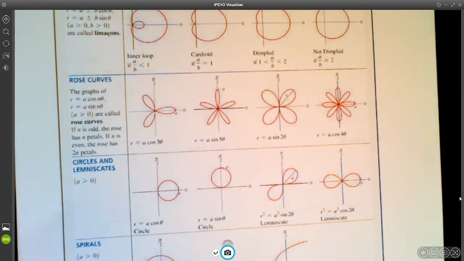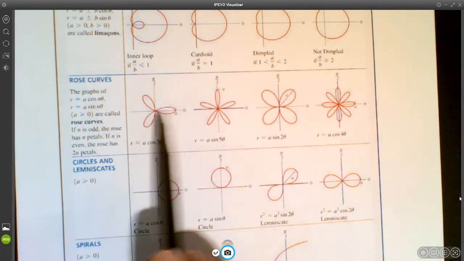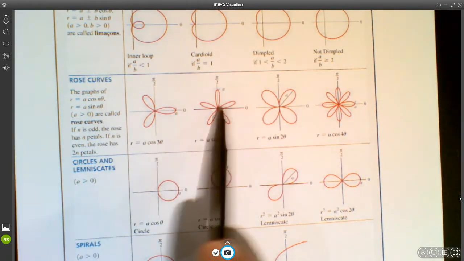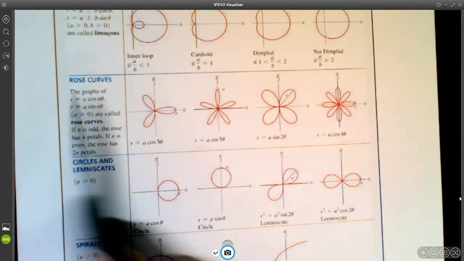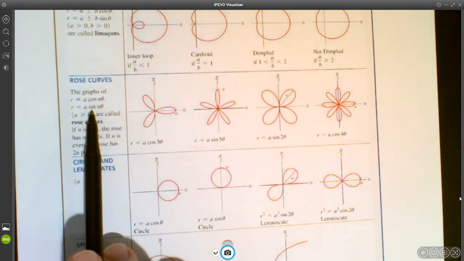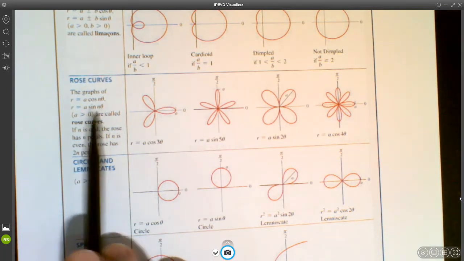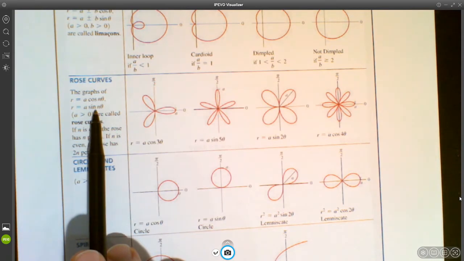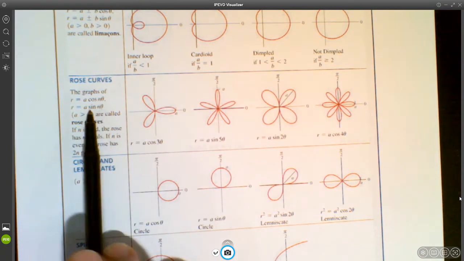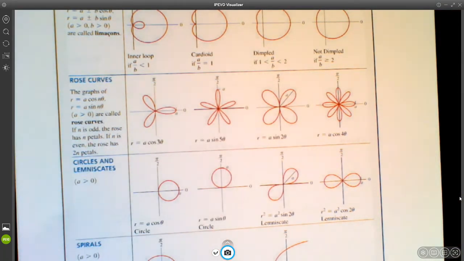If you're trying to figure out where that first petal is, in the case of cosine, it's going to happen at 0, right? But in the case of sine, if you're trying to figure out where that happens, then you should figure out when sine of n theta is going to equal 1, because that's the largest that sine can ever get, right? So you should figure out for what value of n times theta sine of that angle is going to equal 1, and that'll tell you where your first petal opens. So those are rose curves.